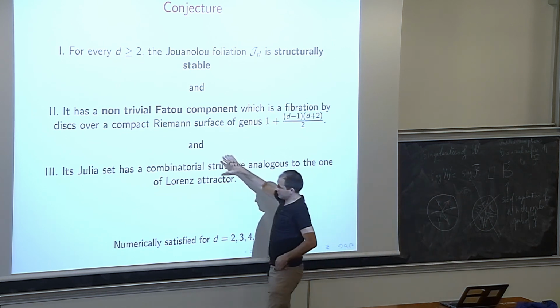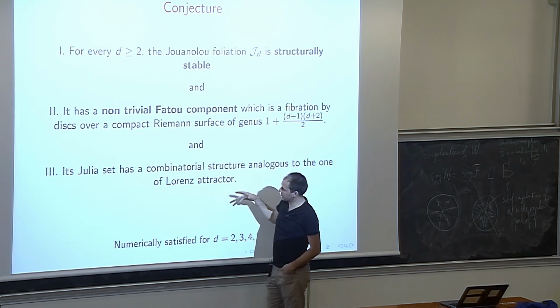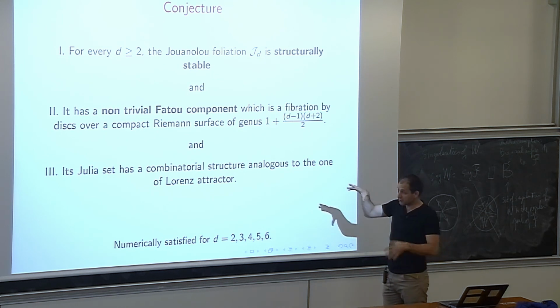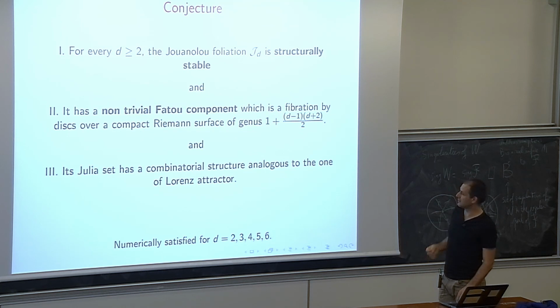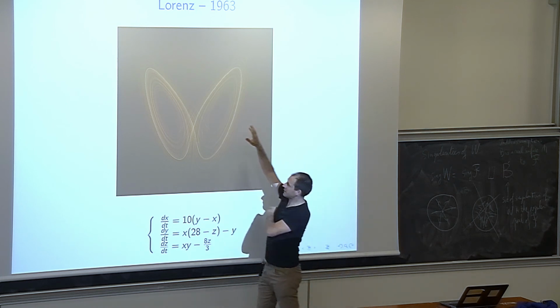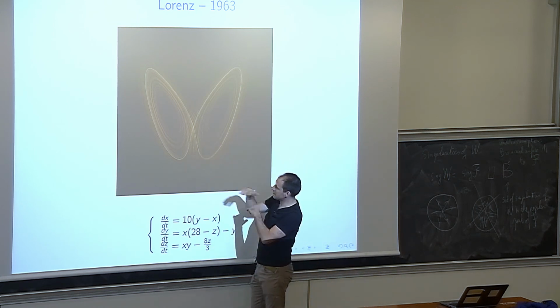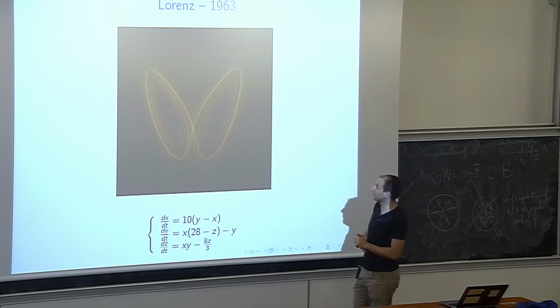Just to finish, in the course of this work, we have some pictures for the Julia set of the foliations. It's just experimental pictures. And it seems that the Julia set has a combinatorial structure very close to the one of the Lorenz attractor, which is a flow in R3. This is given by that differential equation, a very famous equation. It has an attractor which looks like that. And in fact, we see something very similar, apparently, for the Julia sets. But we don't know how to prove anything like that. But I hope we will be able to do that.